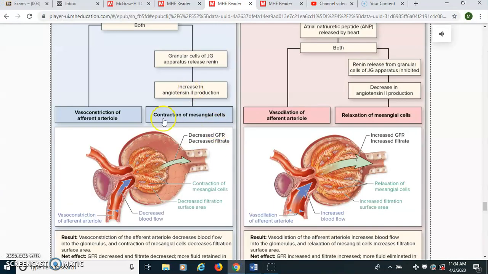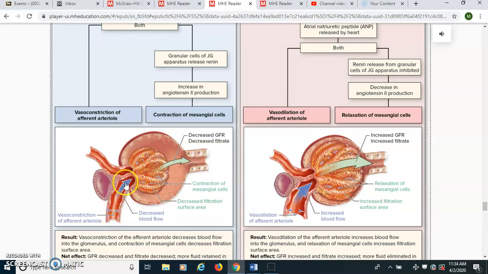is it stimulates the mesangial cells and causes them to contract, which decreases the surface area of the glomerular capillaries, so there'll be less area for any filtrate to leave.